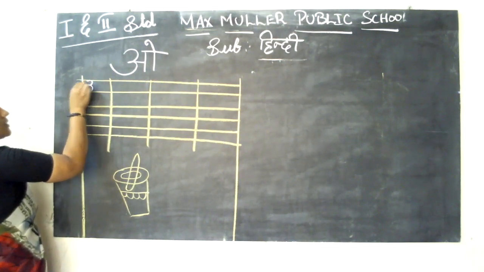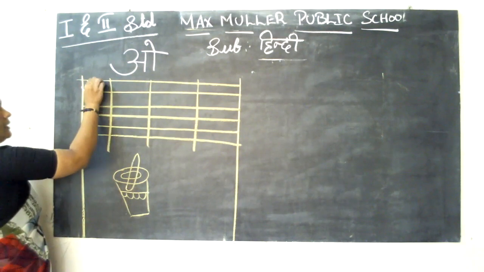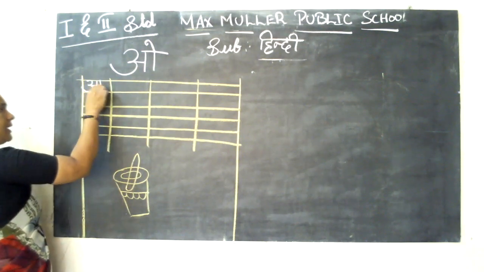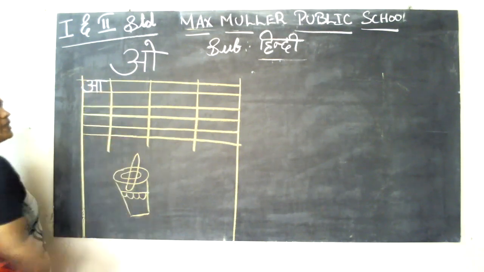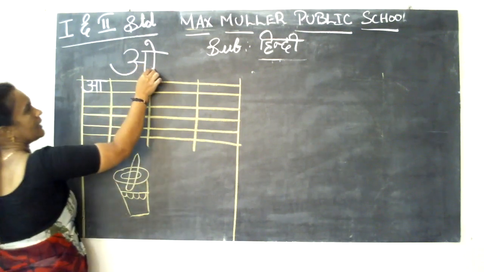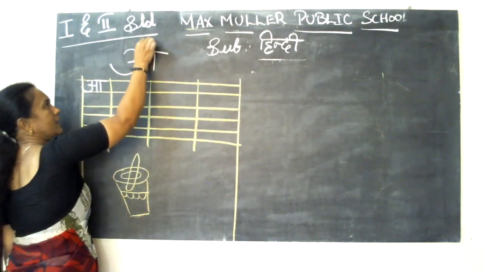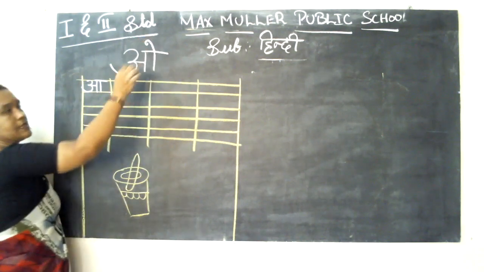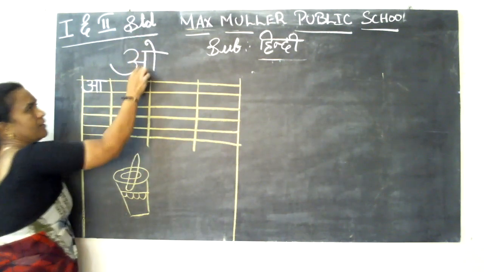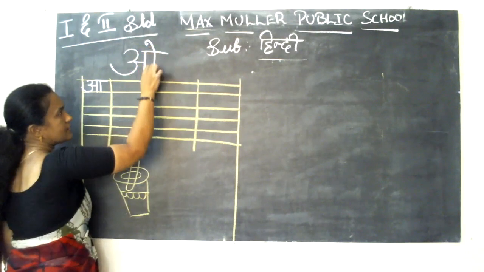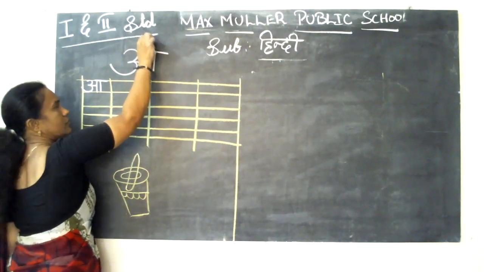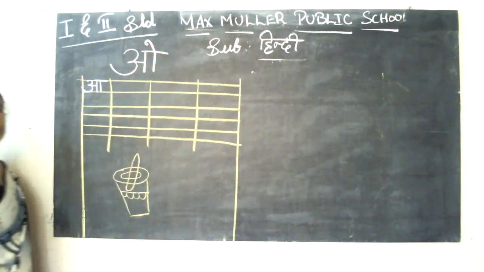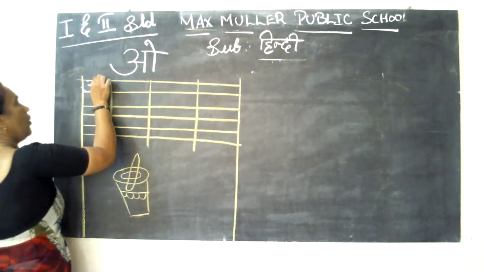Two curves, sleeping line, two standing lines. Again, sleeping line. Touch this line, standing line, and give the O matra like this. Don't touch the first line. You have to touch the second line. This should touch the second line. Okay.